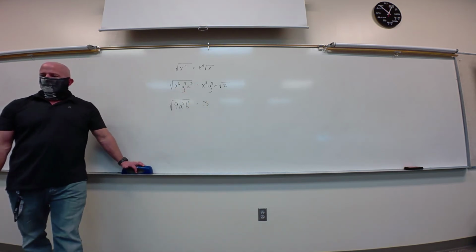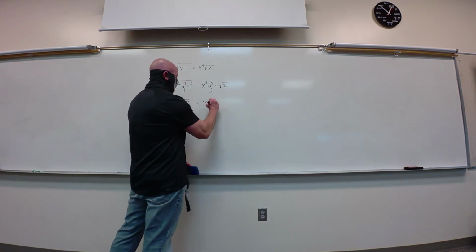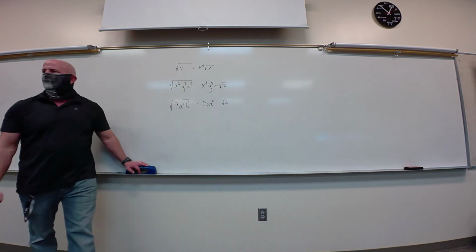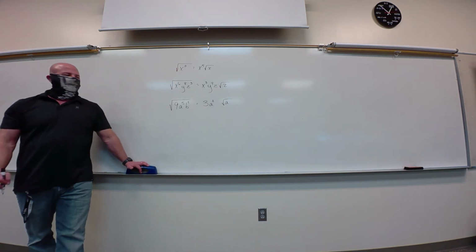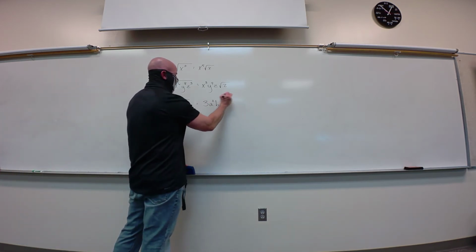The a, 2 goes into 5 twice, so 2 a's come out, and 1 is left inside. I have 1 left over. The b's, there's a pair of b's. 2 goes into 2 1 time, b comes out.